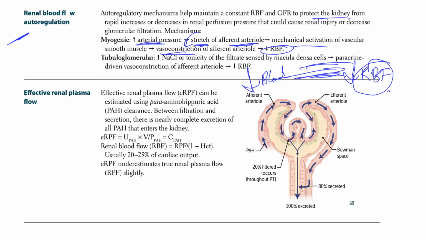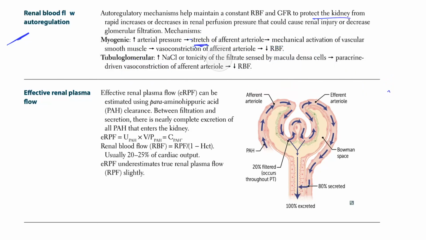Right? So that's it in both myogenic and tubuloglomerular. Myogenic is about constriction due to the stretch because of the increase in arterial pressure, while tubuloglomerular is due to the increase in sodium chloride, which is again sensed by macula densa, and that causes constriction of the afferent arterioles. But the end result, both are decreasing the renal blood flow, because this is renal blood flow autoregulation through myogenic and tubuloglomerular pathways.